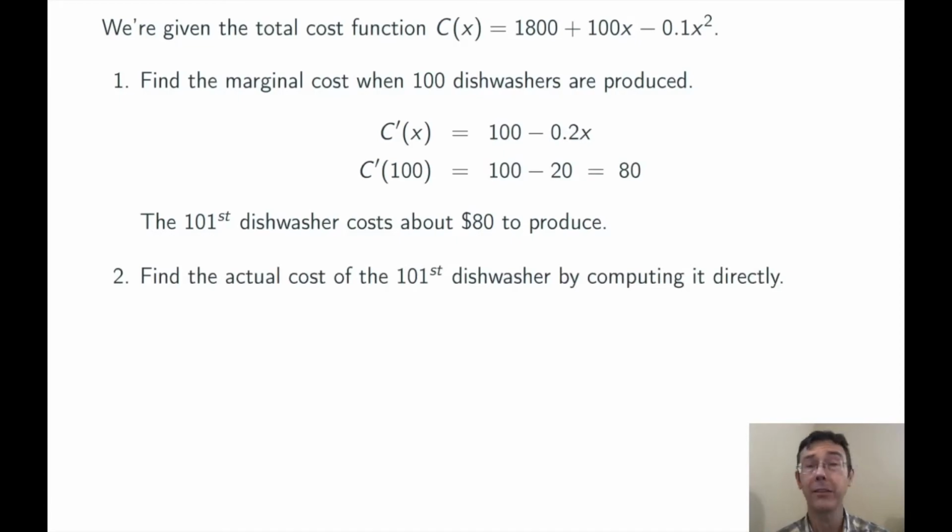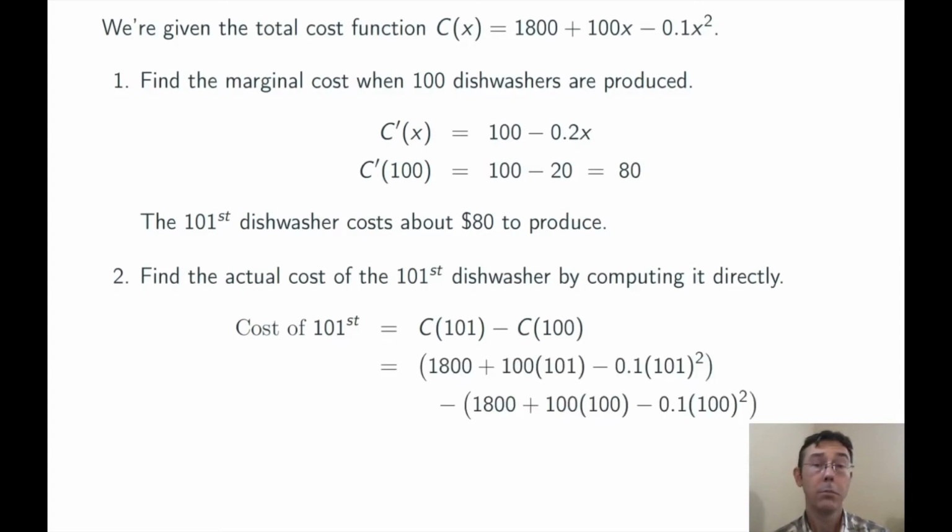The second part of this problem asks us to find the actual cost of the 101st dishwasher, just by computing directly. So we're going to compute it by taking the total cost of producing 101 dishwashers and subtracting off the total cost of only producing 100. This will be the exact cost of the 101st dishwasher. Plugging into C of x and simplifying a little bit, I get $79.90. Notice how close the exact cost of the 101st dishwasher is to the approximation there in the first part of this question. Also notice that the first part of the question required a lot less work.